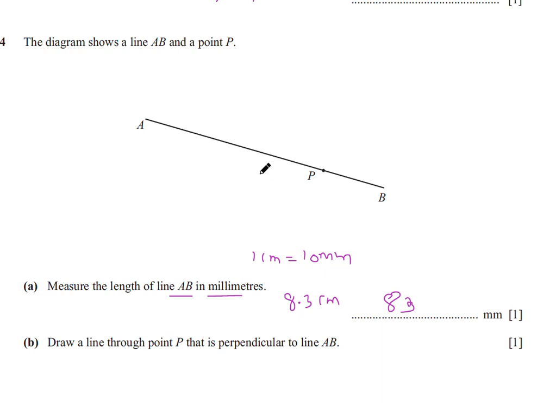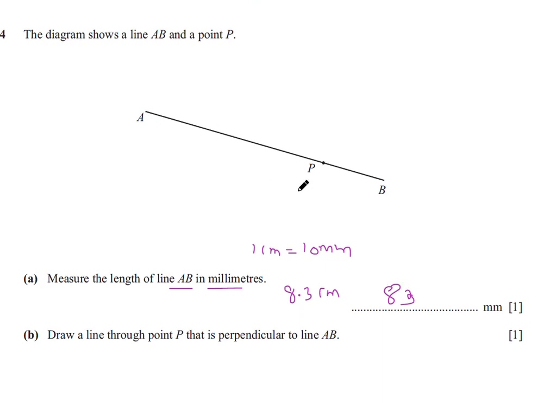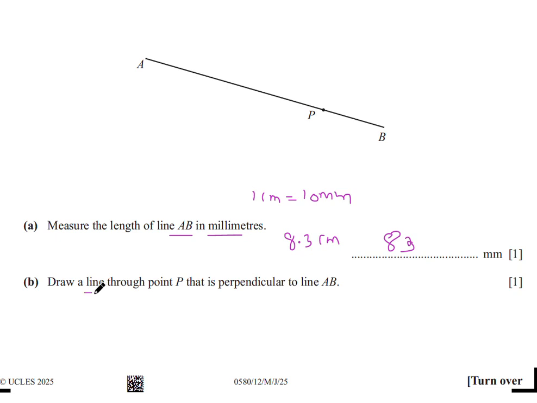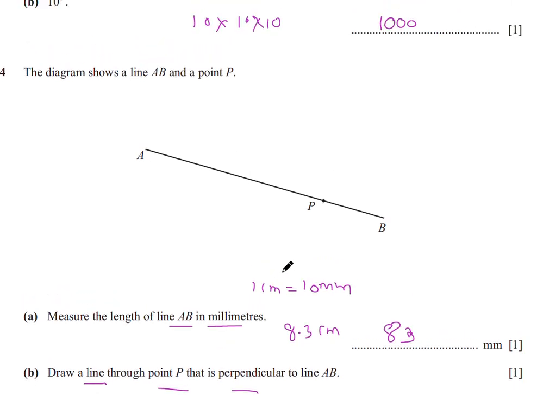We have to keep the scale from A and measure this length. Now there is one more part, B, given. Draw a line through point P that is perpendicular to line AB. To do that, we have to use a compass and pencil. Either you take a compass and then find the line which is passing through this point P, the perpendicular line. In that we can take the PB distance and take the same distance over here.